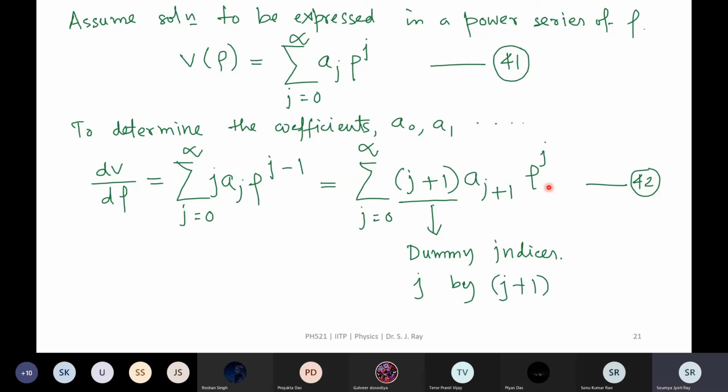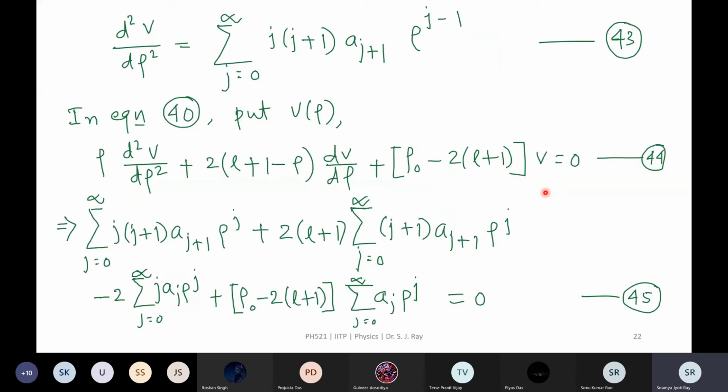Why am I doing it? Because this j is a dummy index, which means that I am summing over j equal to 0 to infinity. So if I replace j by any other term, let's say j plus 1, then also I will get the same solution, because it is just a power series. So that is why I can also write it in this particular form, j plus 1 times a j plus 1 times rho to the power j. Next we will look at the second derivative, and that will come out to be j times j plus 1 times a j plus 1 times rho to the power j minus 1.